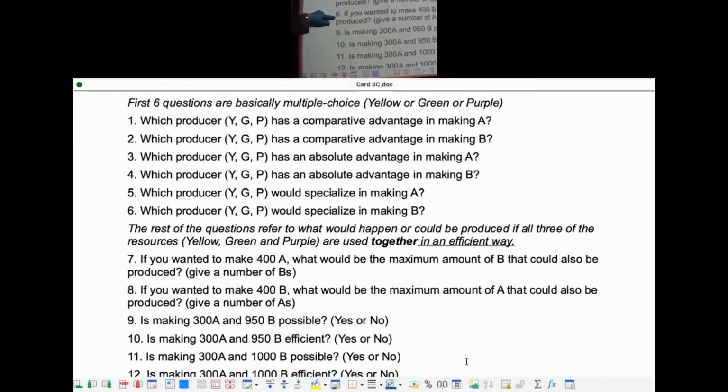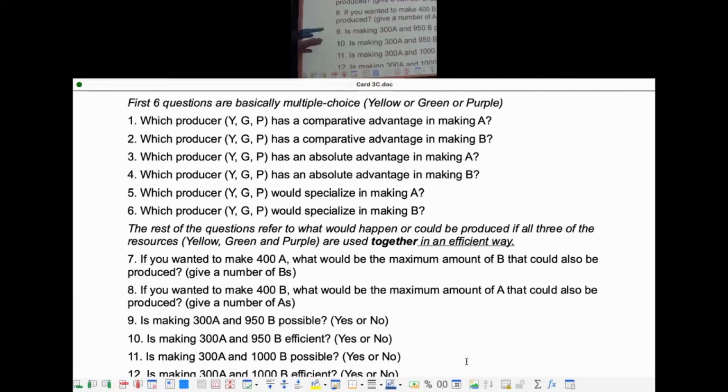Question number 8, same idea, except instead, suppose you start out knowing you need 400 B's. What's the maximum number of A's you could end up with if you do it that way? If you do things in an efficient way. These last questions really have to do with more or less figuring out something about what we call the production possibilities curve, although you have to understand the production possibilities to understand the production possibilities curve.